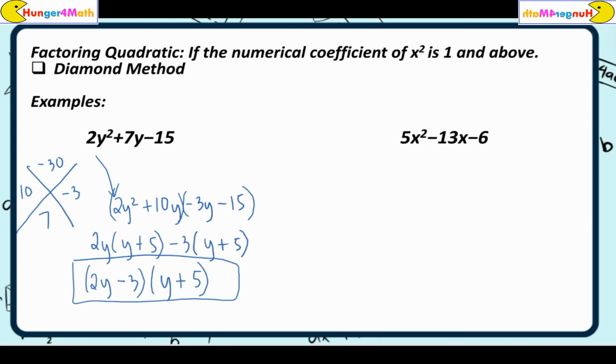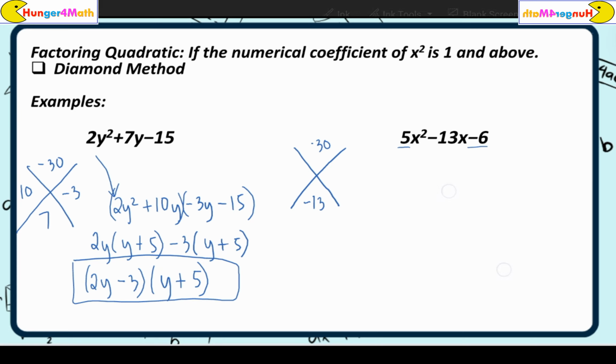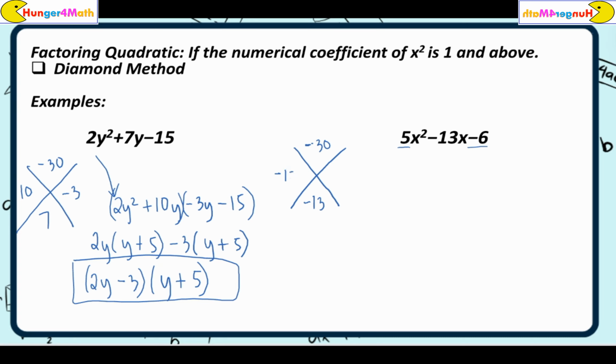Next we have 5x squared minus 13x minus 6. So let's use the diamond method. The top part will be 5 times negative 6, which is negative 30. Then the bottom will be the value of b, and that is negative 13. Now the left and right side will be the factors of negative 30 that sum to negative 13. And that will be negative 15 and positive 2.